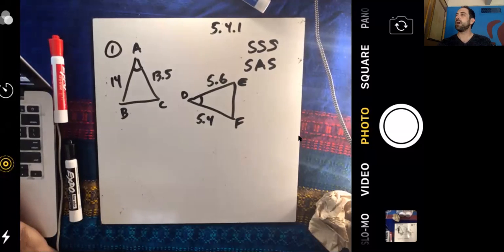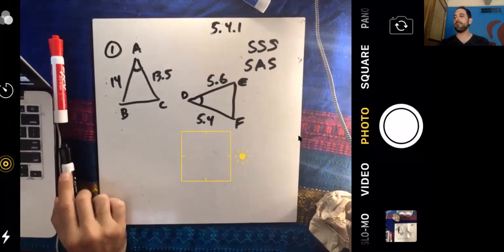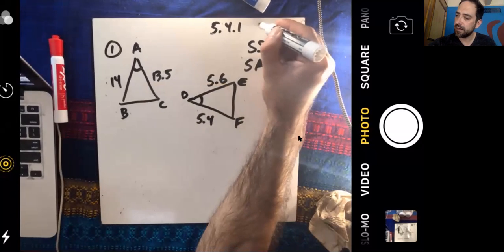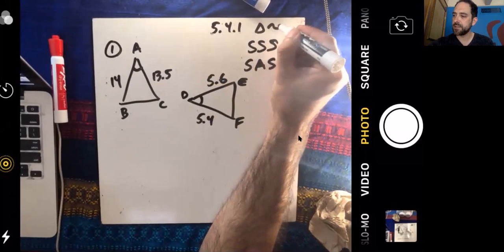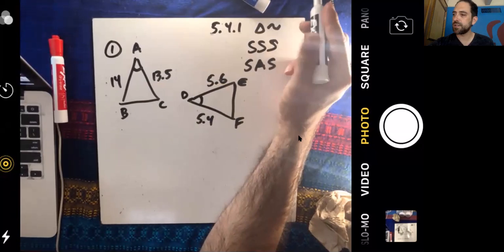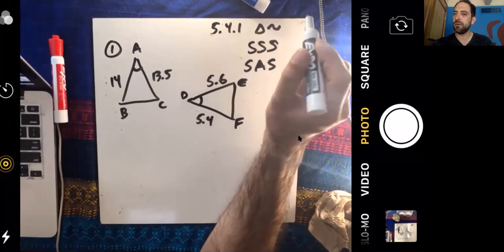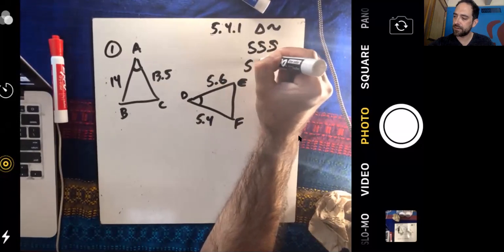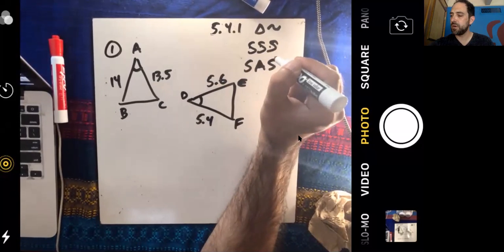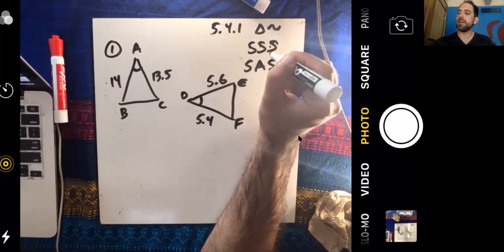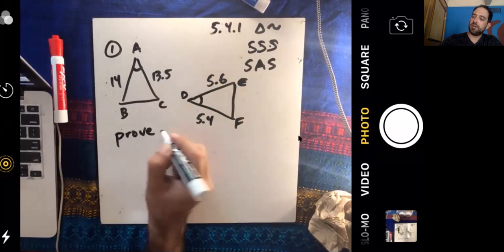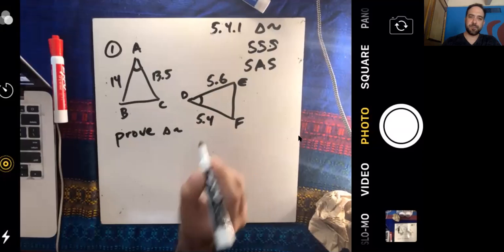There we go. All right, we are looking here at number 1 from 5.41, and we are looking at triangle similarity, and here are the options for 5.41. In the last section, we learned about AA, the angle-angle criterion. Here we need side-side-side, or side-angle-side, okay? So if I look at number 1, it's saying prove that the triangles are similar, okay?